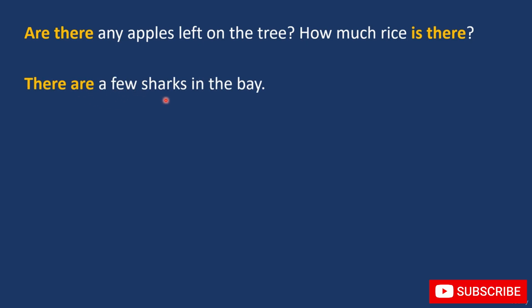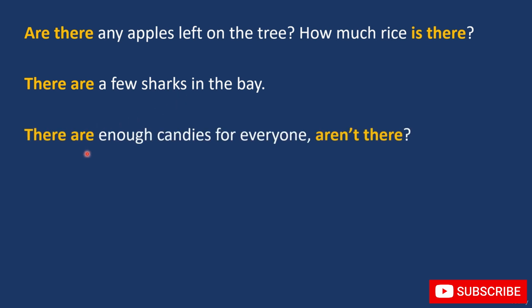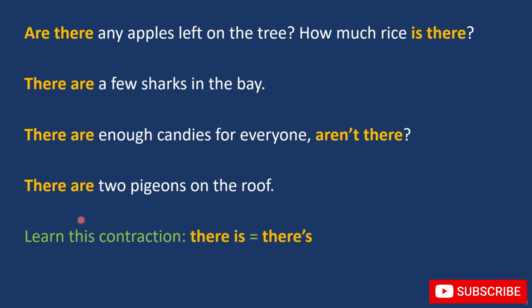There are a few sharks in the bay. Here I have a few sharks. It's plural. There are enough candies for everyone, aren't there? Here I have plural, so I use there are and also aren't there. There are 2 pigeons on the roof. Here I have plural, so I use there are. We need just to remember these contractions. Learn this contraction, there is.